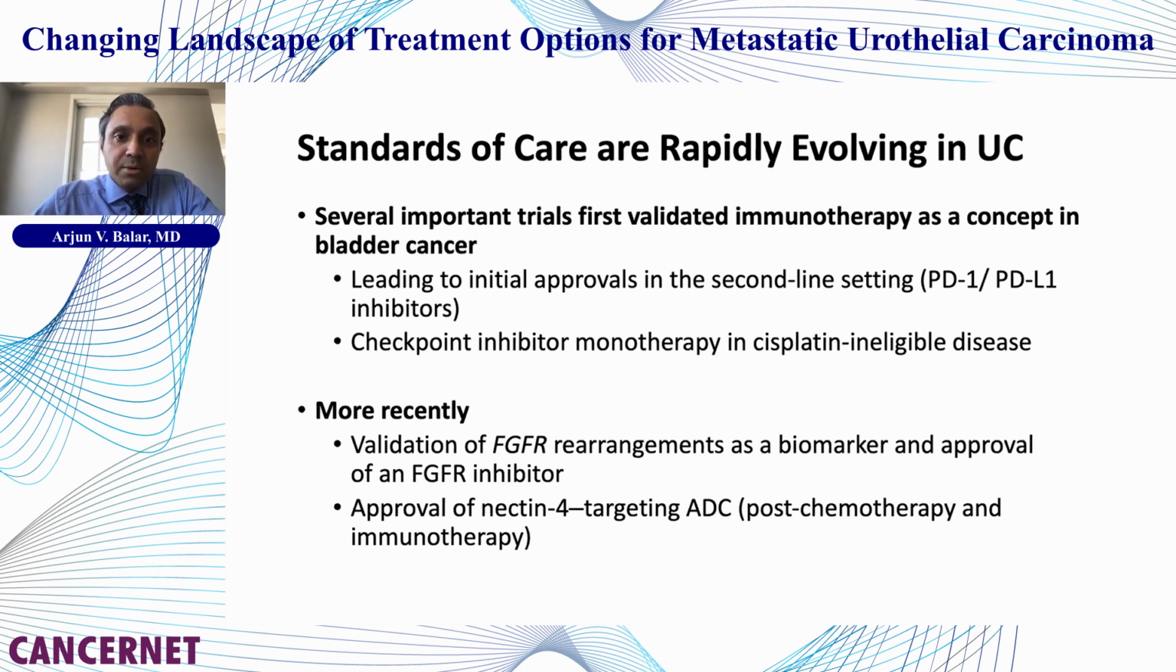And then checkpoint inhibitor monotherapy more recently has been approved in the first-line setting, again, specifically for those patients who are cisplatin ineligible, although more recent trials are suggesting that maybe these drugs are also active in cisplatin eligible patients as well. And then more recently, we've already touched on this, but FGFR rearrangements, FGFR2 as well as FGFR3, is a biomarker.